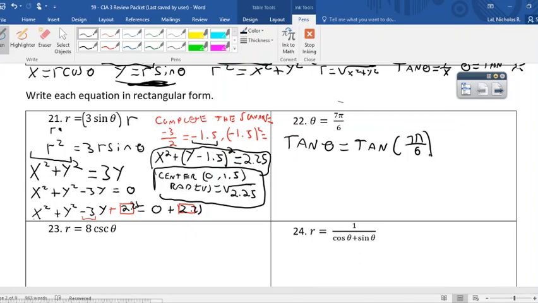All right. Now when the tangent of theta equals the tangent of 7 pi over 6, we know the tangent of theta is y over x. So y over x is going to be equal to the tangent of 7 pi over 6. The tangent of 7 pi over 6 from the unit circle is going to be root 3 over 3.